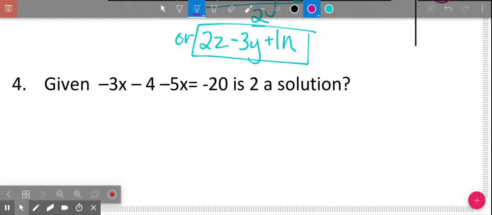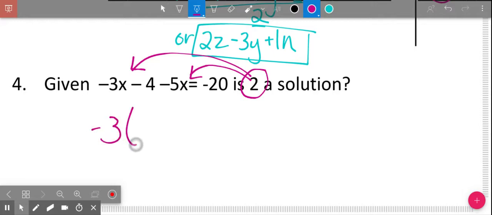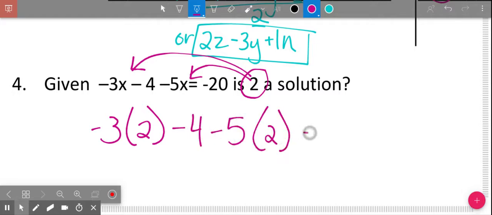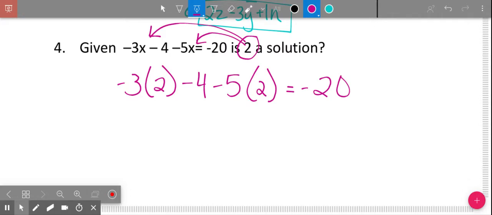To do that, I'm going to take this 2, and I'm going to substitute it in for the x. So now instead of an x there, I'm going to have negative 3 times 2. It just takes the place of the x, minus 4 minus 5 times 2 is equal to negative 20. And then I just have to simplify this. So I plugged it in. Now I'm going to simplify.